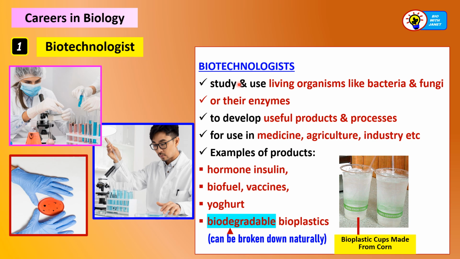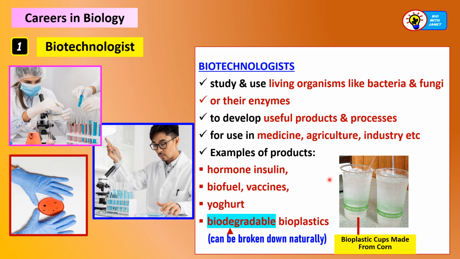Now, a biotechnologist studies and uses living organisms such as bacteria and fungi and the enzymes. Okay, they use them to develop useful products and processes for use in various areas like medicine, agriculture, industry, and so forth. So examples of products that have been produced through the use of these living organisms, such as microorganisms like bacteria, are the hormone insulin, which is used to treat diabetic patients that have high blood sugar levels so that the blood sugar level can be reduced, okay, through the injection of insulin. Then biofuel. So biofuel is a fuel produced through the use of microorganisms, right? And then vaccines, food like yogurt, and also the production of biodegradable plastics, which are plastics made using microorganisms.